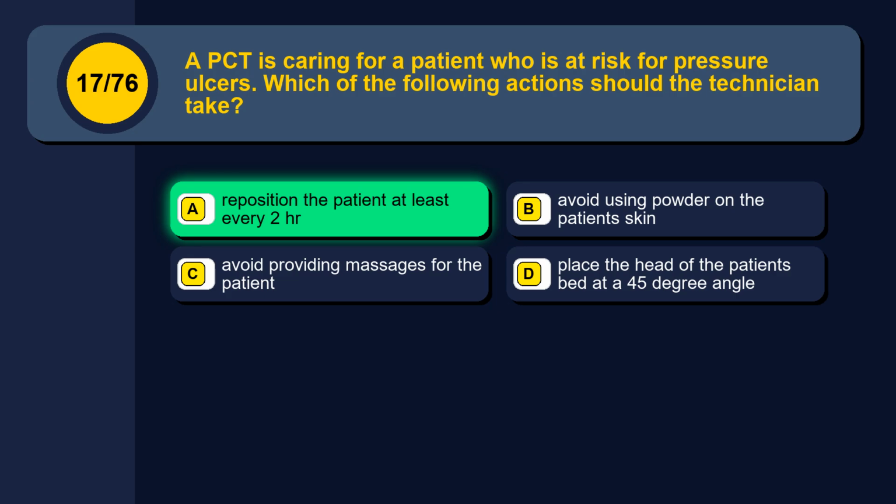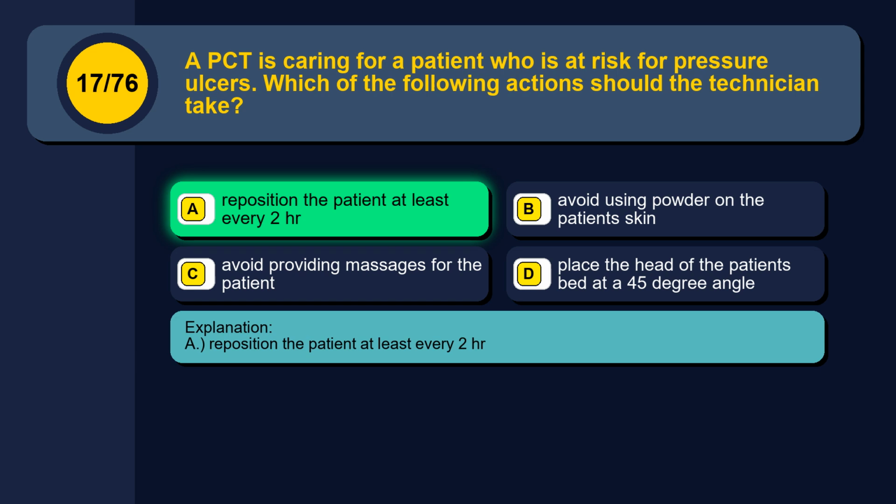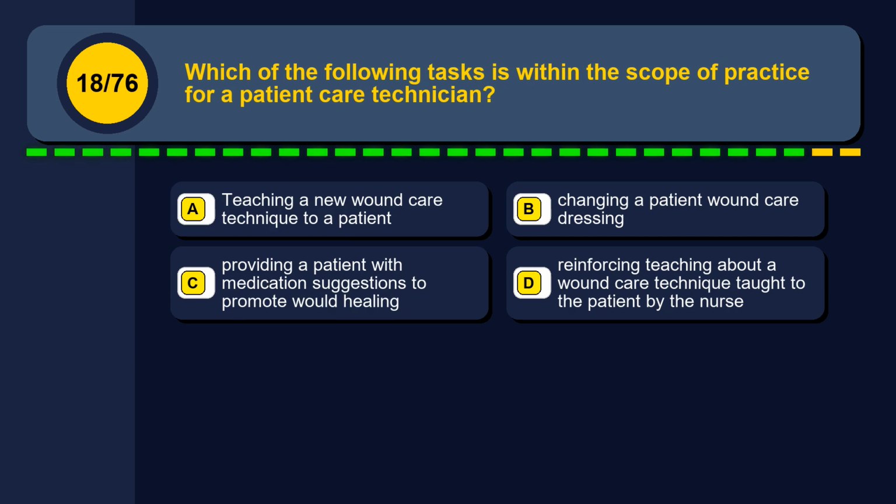The correct answer is option A, reposition the patient at least every 2 hours. Question 18. Which of the following tasks is within the scope of practice for a patient care technician? Option A, teaching a new wound care technique to a patient. Option B, changing a patient wound care dressing. Option C, providing a patient with medication suggestions to promote wound healing. Option D, reinforcing teaching about a wound care technique taught to the patient by the nurse.